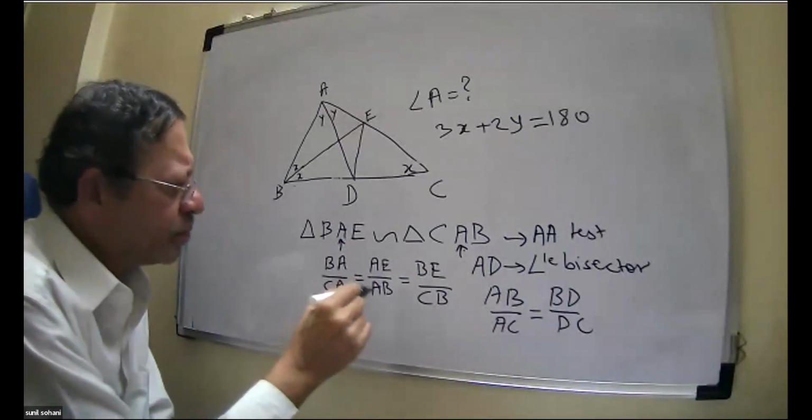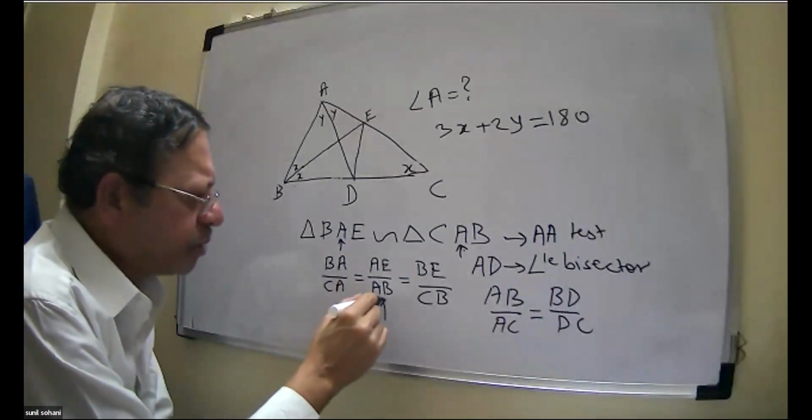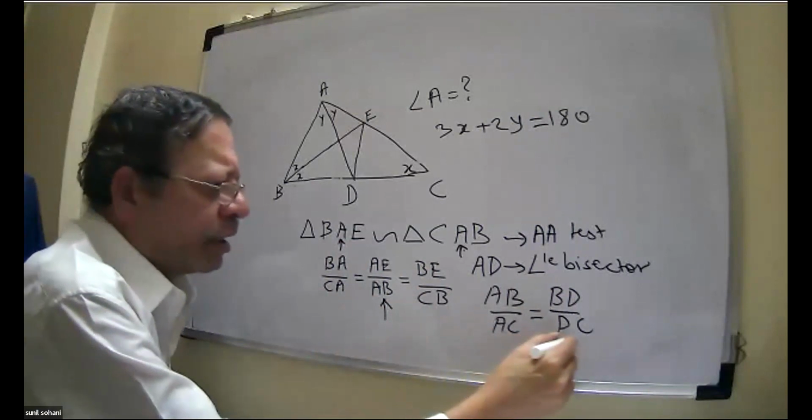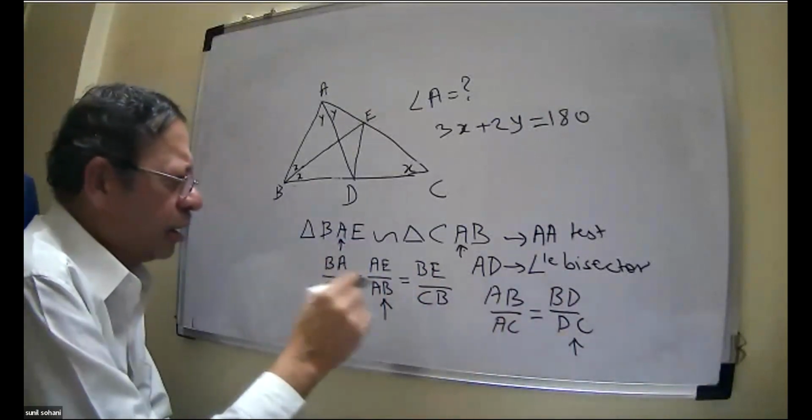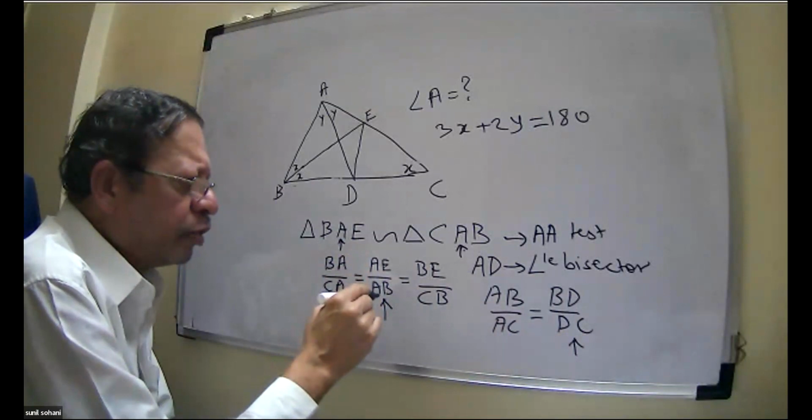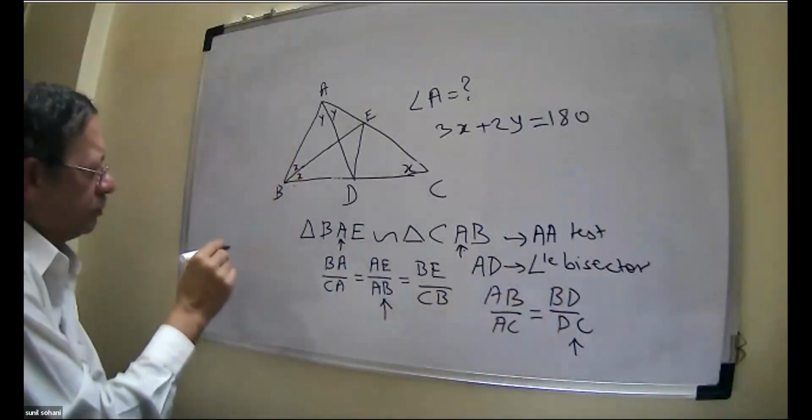Now, if you look at this part, I will only take this part and this part, because AB upon AC is equal. So that means AE upon AB is equal to BD upon DC.